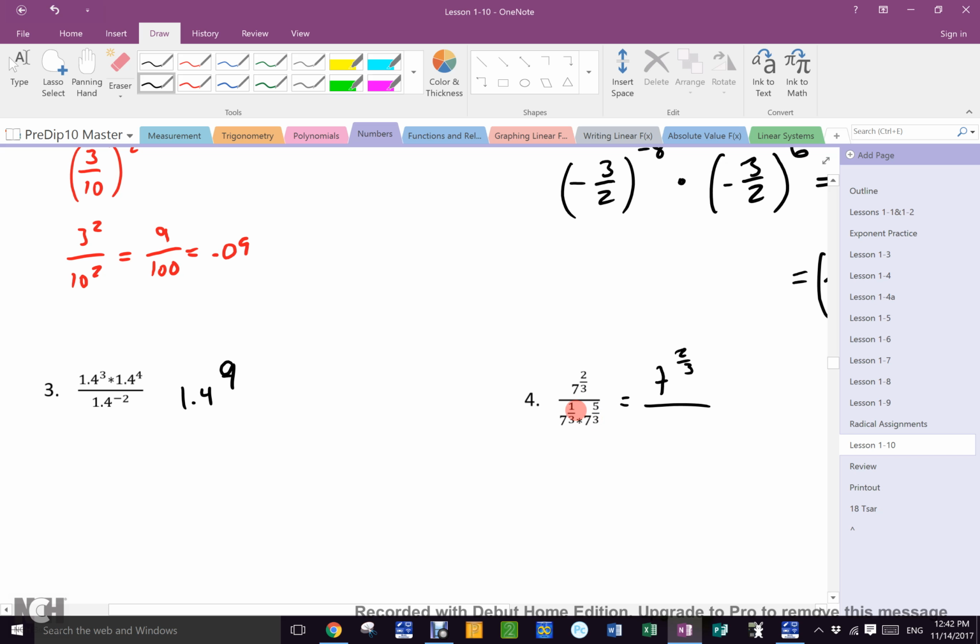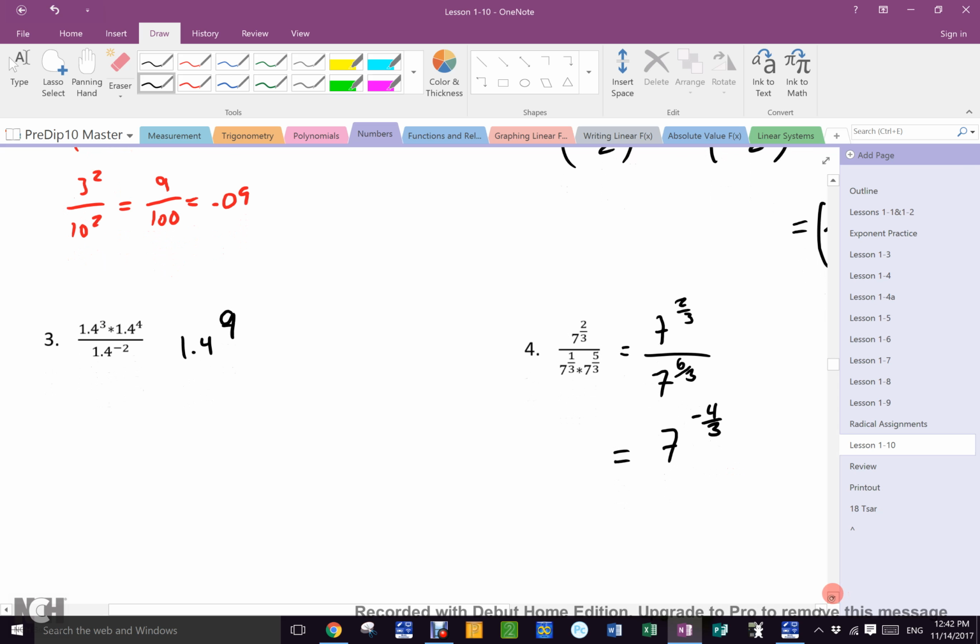Again, it causes trouble. What is 1/3 and 5/3? 2. 6/3. Leave it as 6/3. Oh my gosh, I have to simplify everywhere. You're not done. Because 2/3 minus 2 would be a pain. But 2/3 minus 6/3 is easy. What's that? Negative 4/3. 7 to the negative 4/3, right?